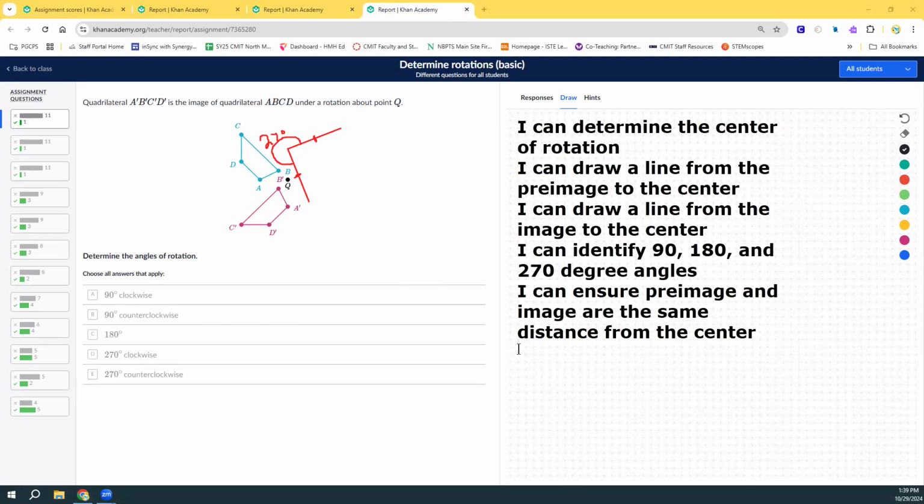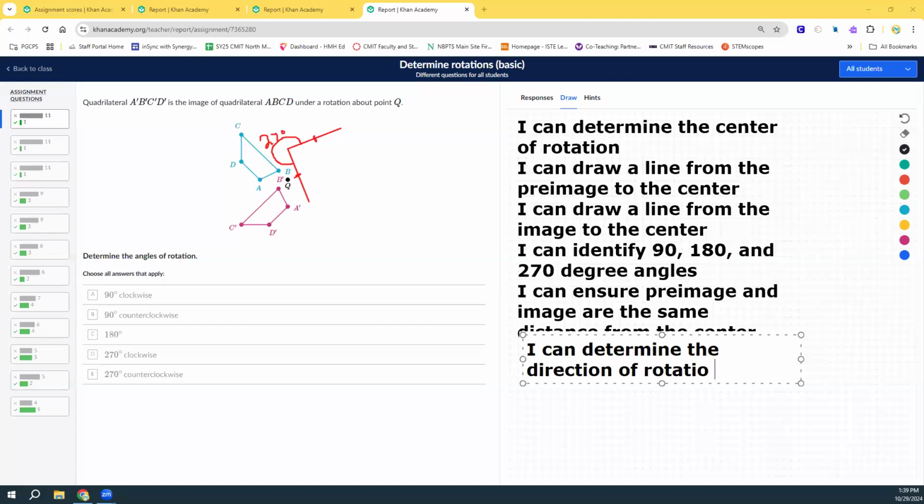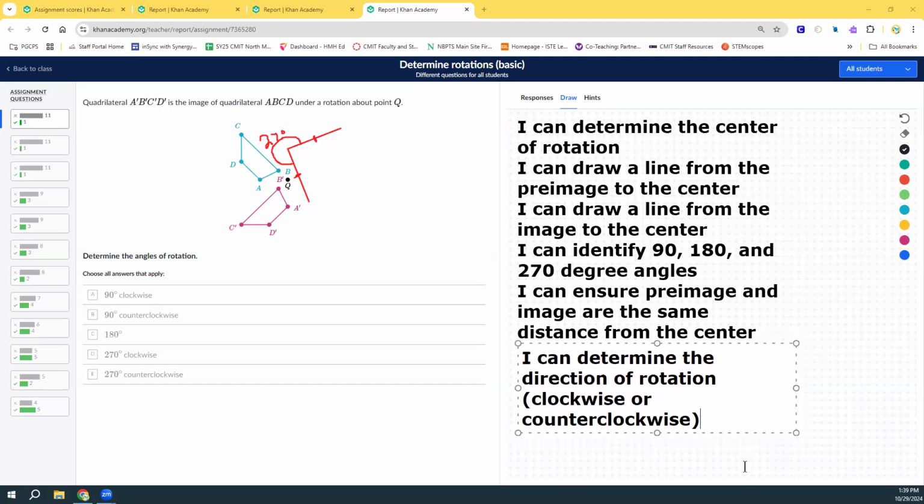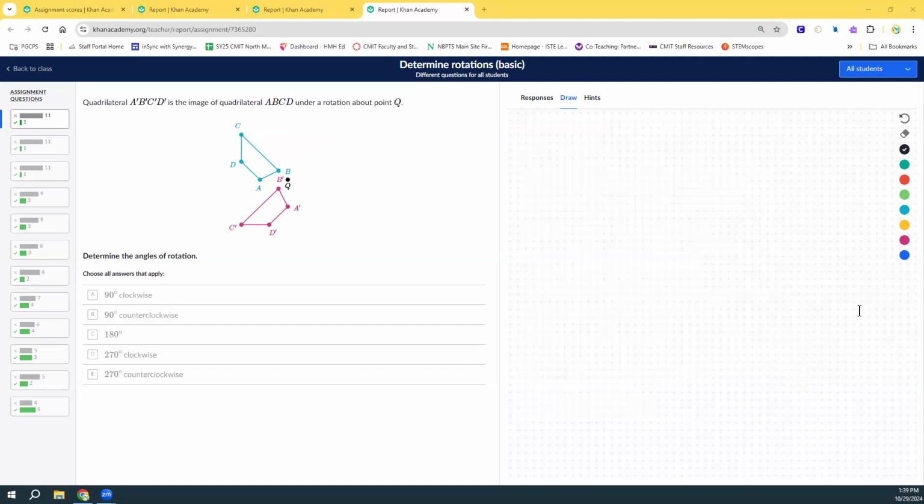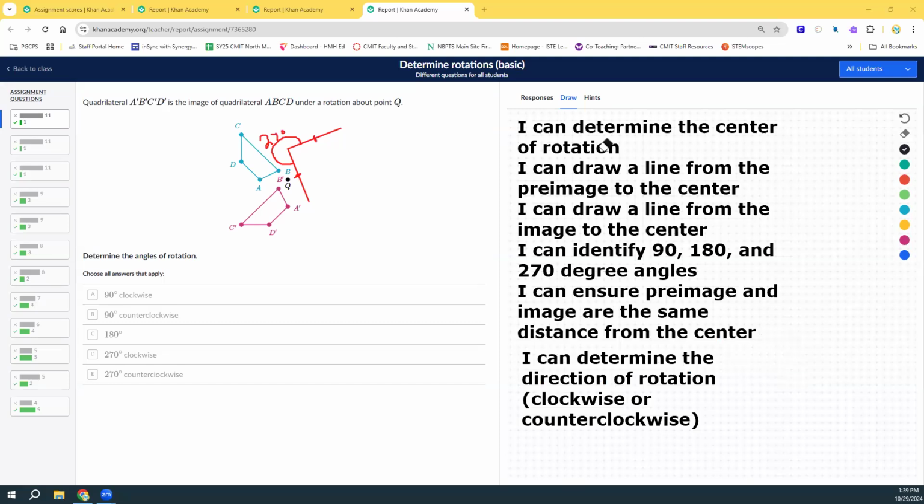Except I did forget, now that I'm seeing these clockwise: I can determine the direction of rotation, clockwise or counterclockwise. Almost forgot that. Okay, so now we have those there. They will be there for the rest of the video.